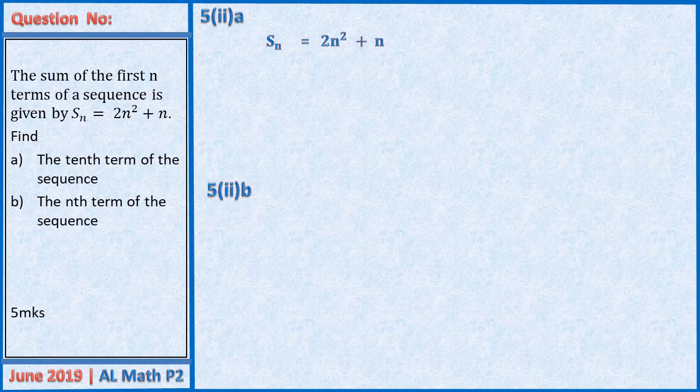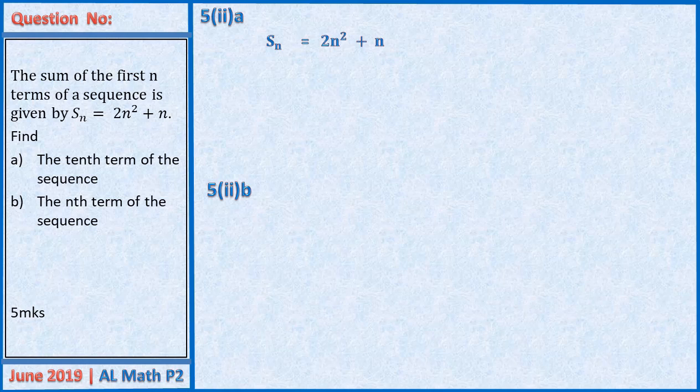So the sum of the first n terms of a sequence is defined as Sn equals 2n squared plus n. Find the 10th term of this sequence. Sn here stands for the sum of the first n terms, not the nth term. So if you are to look for the 10th term, using sums, it can be given as the sum of the first 10 terms minus the sum of the first 9 terms.